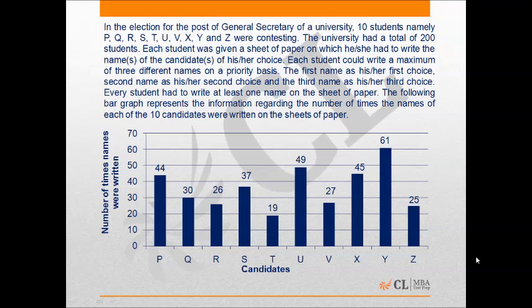So one thing is clearly written here is that a candidate or a student can write one name, two names, or three names, right? And this bar graph gives me the number of times a name appeared. So if I add all these values, 44 plus 30 plus 26 plus 37 and so on and so forth, it will come out to be 363.